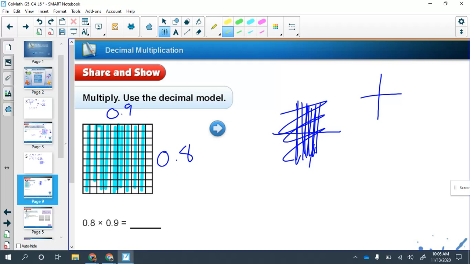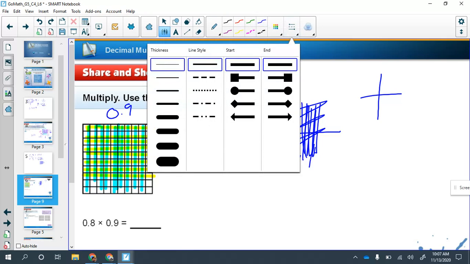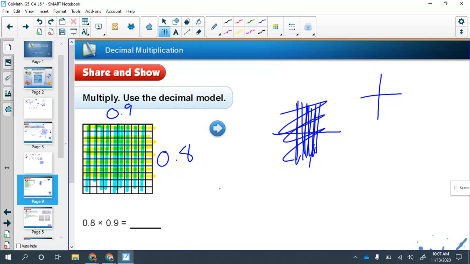Okay, let's change up my color. And now going across this way, I'm going to do my 8 tenths. So 1, 2, 3, 4, 5, 6, 7, and 8. Now remember, the key is the only part I care about is where they both overlap, right? So they overlap to here and they overlap to here, right? So this is the part of my model that I care about the most.